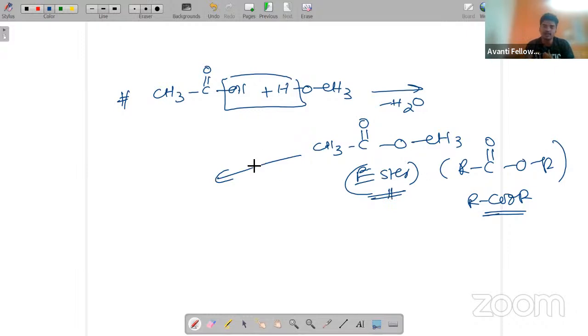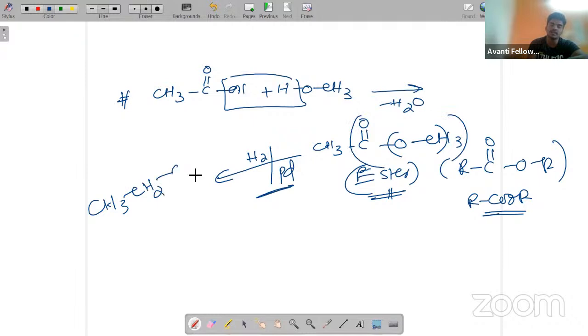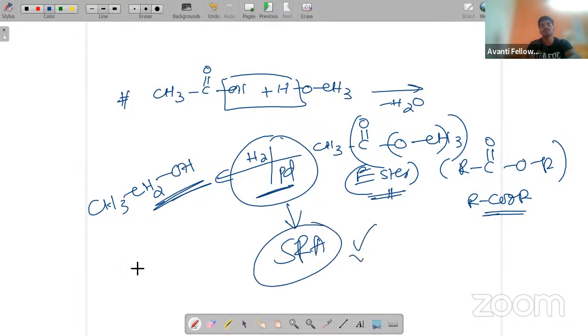Further, if you take palladium or platinum or any strong reducing agent, they will reduce the ester group. They can reduce this also. Now the final product will be CH3, CH2, OH. They reduce the ester group and simply make an alcohol. So these are strong reducing agents. Very most important: esters can also be reduced to alcohols by using a strong reducing agent.